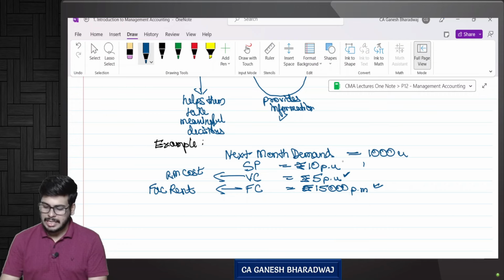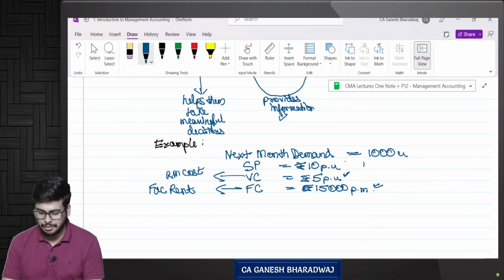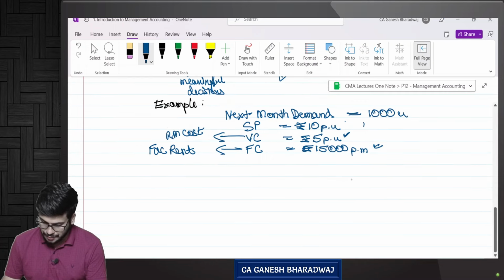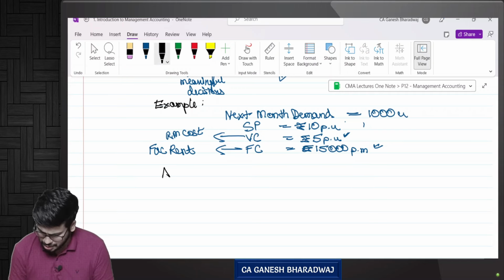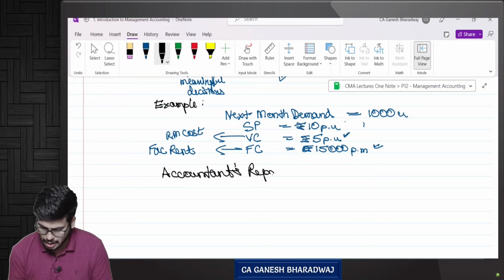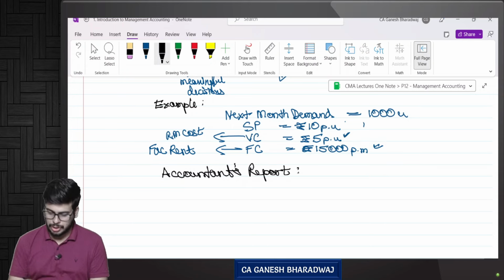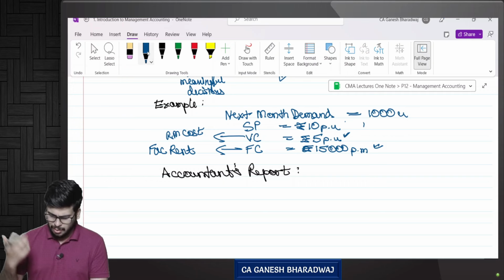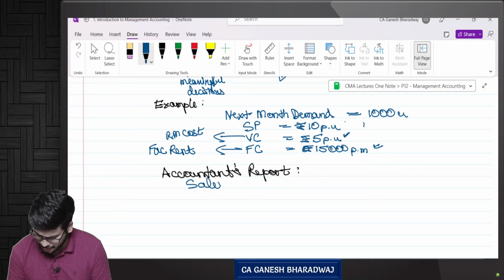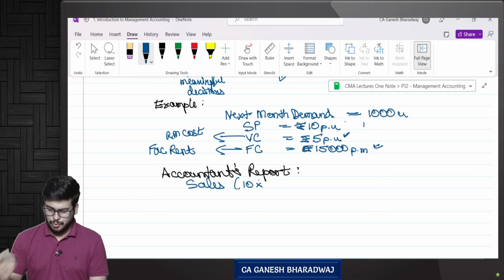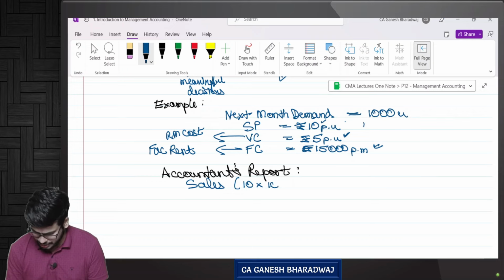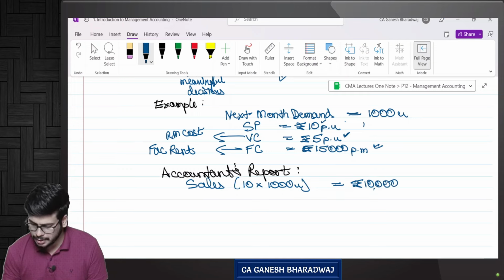This is the following cost data. Selling price per unit is 10 rupees, variable cost per unit is 5 rupees, fixed cost in total is going to be 15,000 rupees. Now, if you see a normal accountant's report, not a management accountant, I will tell you how it looks. A normal accountant will say, what is the big deal here? First, tell me what is the sales figure. Sales figure is going to be 10 rupees per unit next month. If I continue, every unit I sell, I will get 10 rupees. And how many units are we going to sell? 1000 units, correct? So total sales will be how much? Rupees 10,000, correct or not?